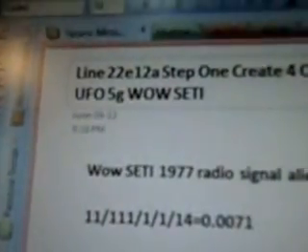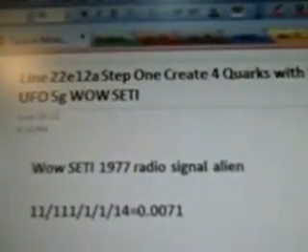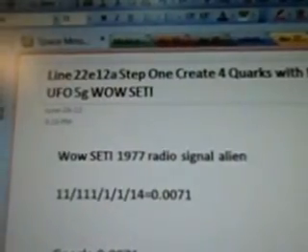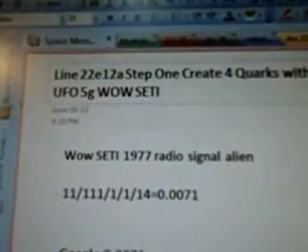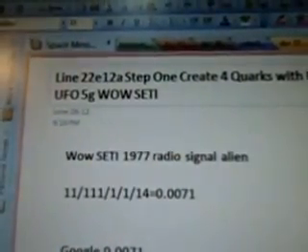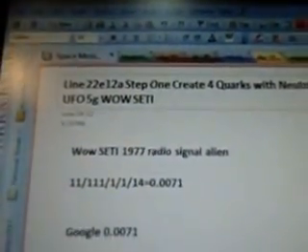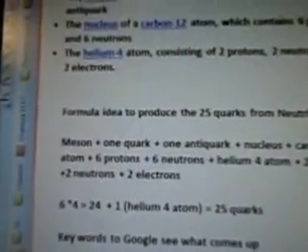This is the second part of part 254. My battery died and I put the new one in. So this is line 22E, 12A, step 1, create 4 quarks with neutrinos formula UFO 5G Wow Seti. There are 5 videos altogether. You want to start with line 22E11. If you're looking at the whole series, go to line 22E and then start with number A, okay? 22A. So I'm going to scoot down here where it kind of died over here.